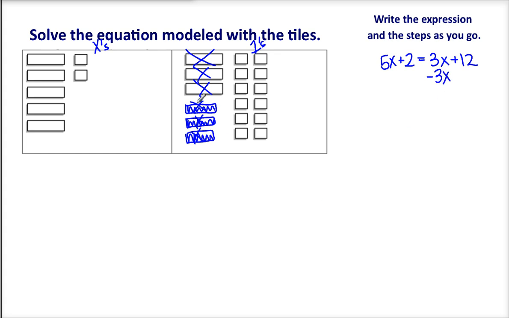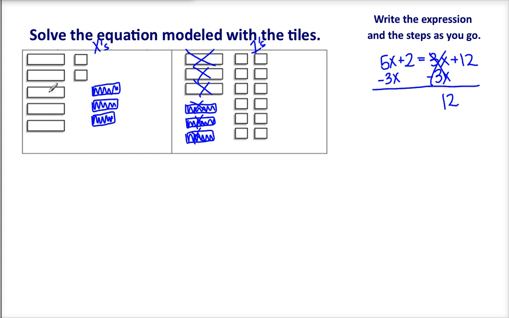Now remember, if I do something, I can't just do it on one side and leave it be. This is like a scale. I have to keep it balanced. Whatever I do on one side, I have to do on the other side as well. So I'm going to have negative 3 x's on this side now too. Okay, so negative 3 x's are over here now too. Okay, so these were eliminated, right? And in our expression on this side, we have 3x and a negative 3x. Those cancel each other out. So we just have 12 one tiles over here now, which is true.